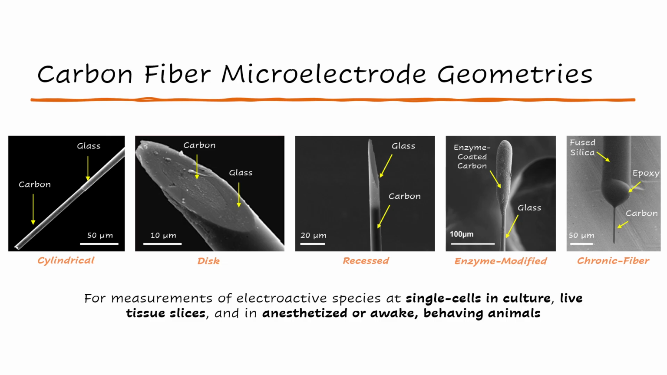To form a recessed electrode, you can bevel the carbon fiber down further to create a crevice inside the glass insulation, which helps prevent diffusional loss of your analyte in single cell preparations. You can also modify cylindrical electrodes with enzymes to be able to detect non-electroactive species, which we will cover more thoroughly in our video on enzyme-modified electrodes. Lastly, you can also forego the glass insulation completely and use a silica-based insulation instead. This will create a flexible sensor that can be used for experiments in awake and behaving animals.